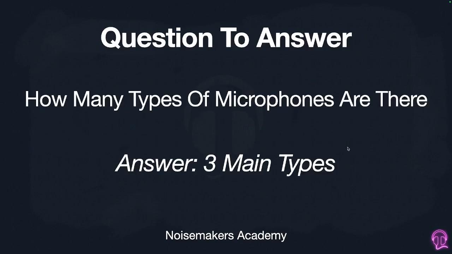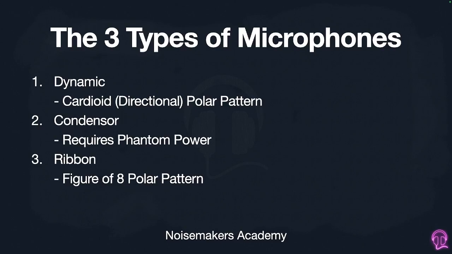Okay, question to answer then. How many types of microphones are there? And the answer is there are actually 3. And here are the 3 main types of microphones. We've got dynamic mics, condenser mics, and ribbon mics, okay? And a characteristic of a dynamic mic is that it tends to have a cardioid polar pattern. Condenser mics always require phantom power, and ribbon mics are always figure of 8, okay?